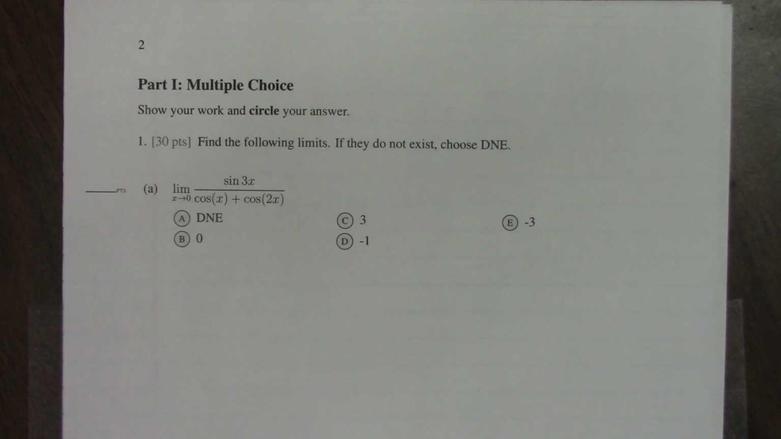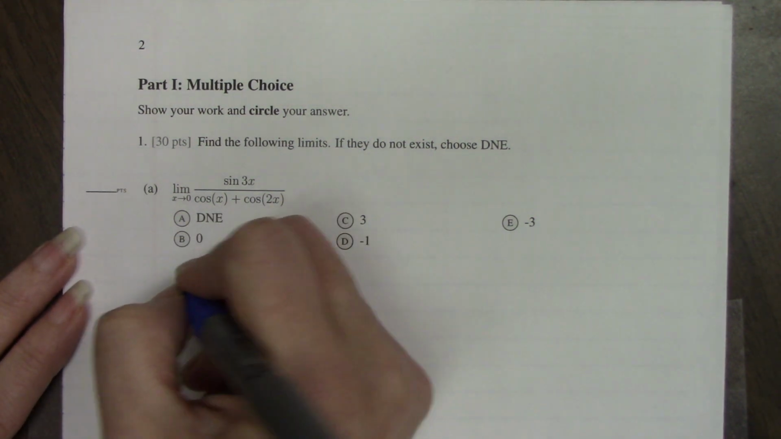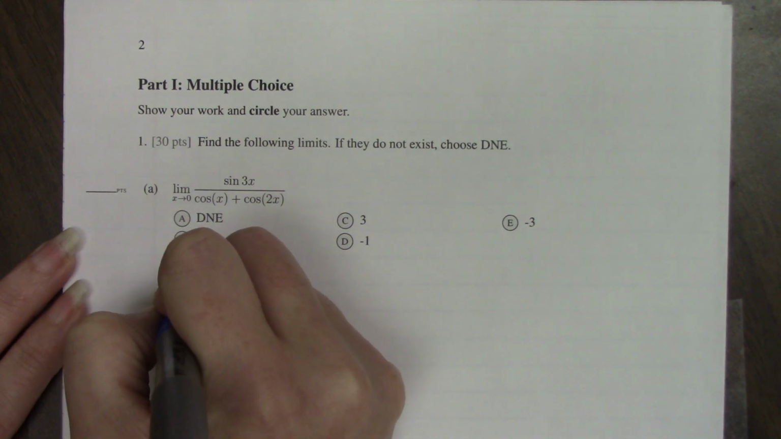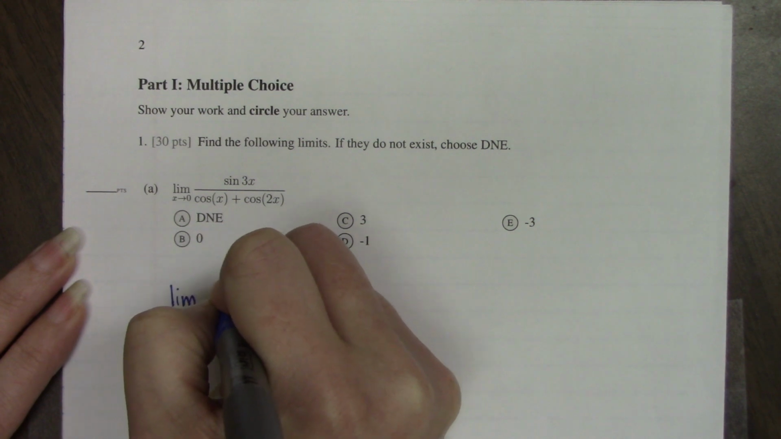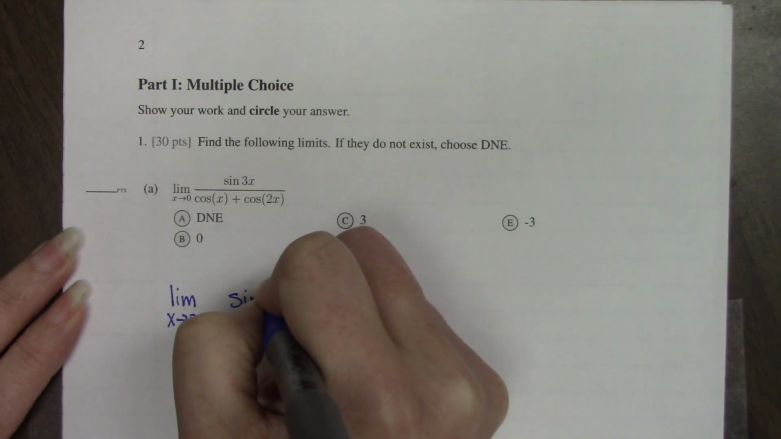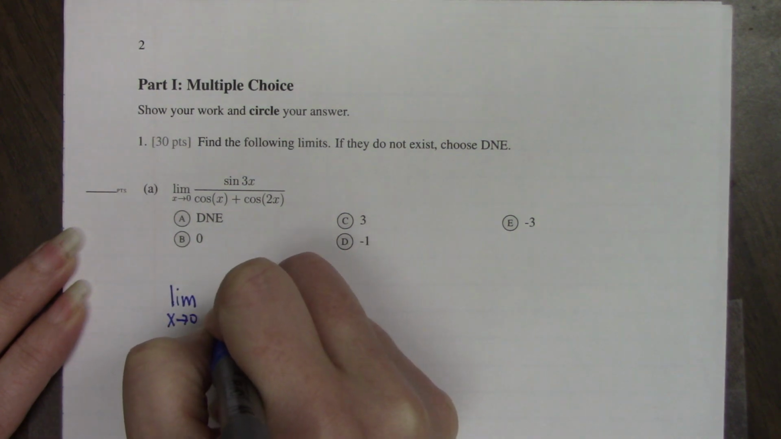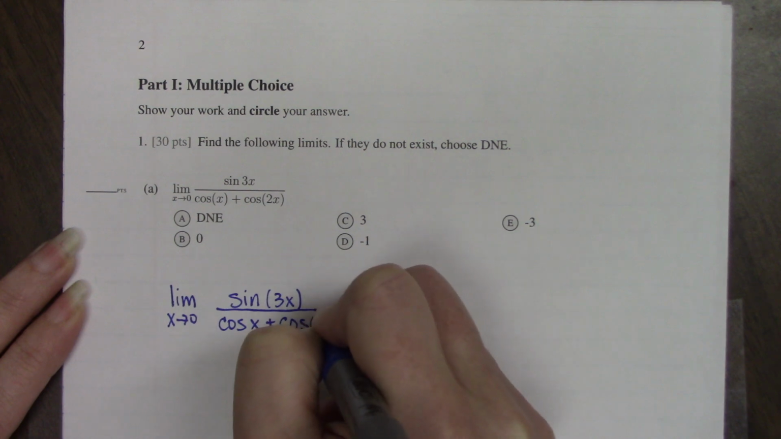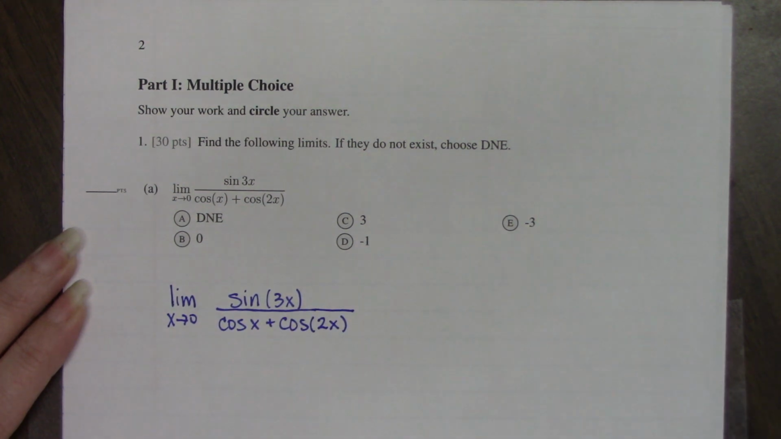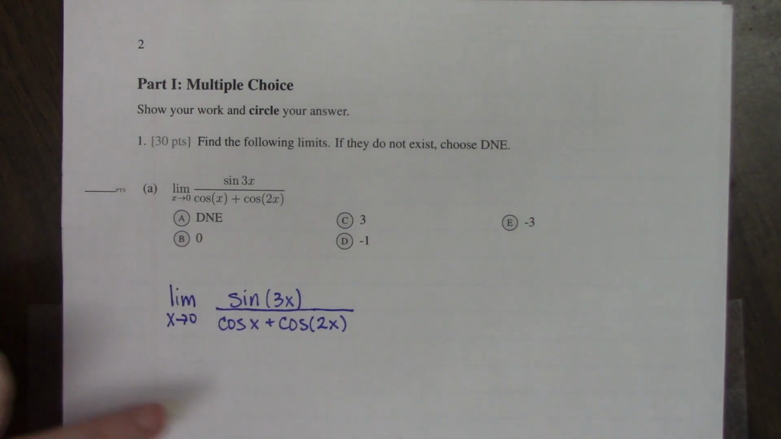So we're going to go through these one by one and show you what to do. All right, so for this first limit, okay, I'm just going to copy the problem down so I have some room to work. So the first thing I want to try is direct substitution. That would mean plugging 0 everywhere I have an x.